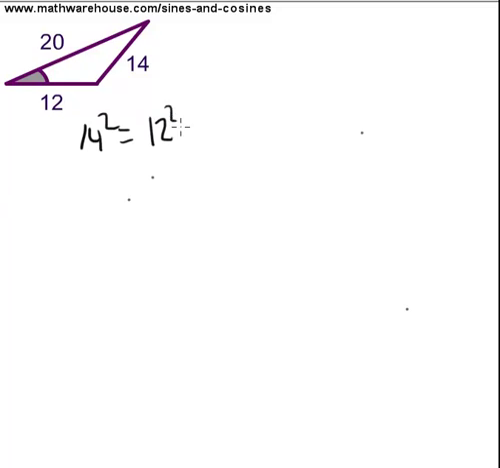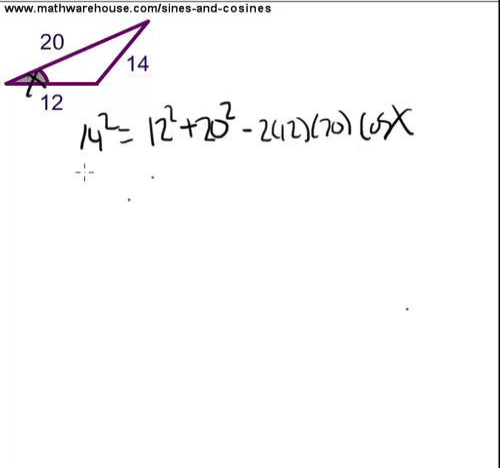14 squared equals 12 squared plus 20 squared minus 2 times 12 times 20 cosine of x. Alright, 3 sides, trying to find an angle, law of cosines every time.